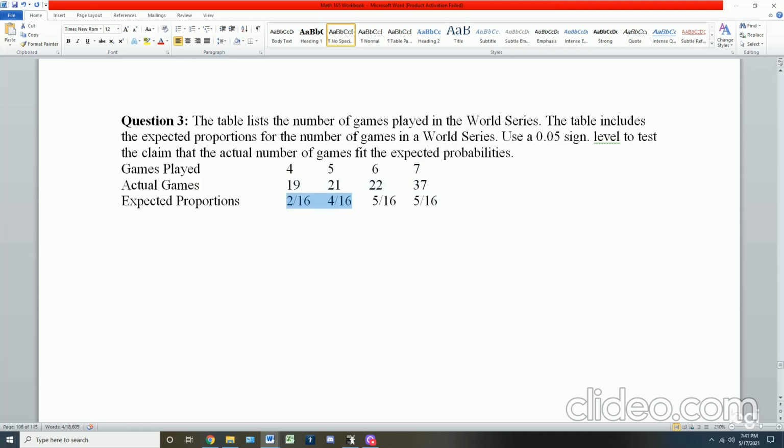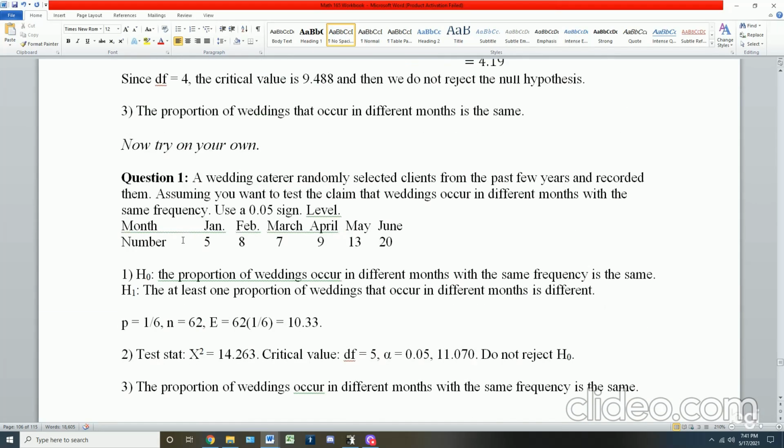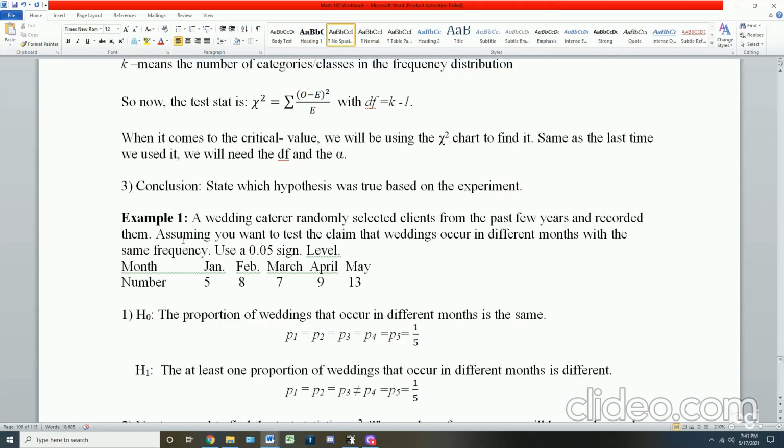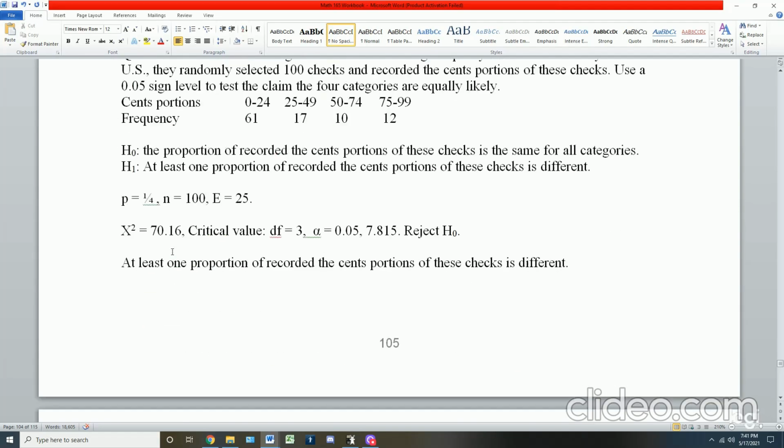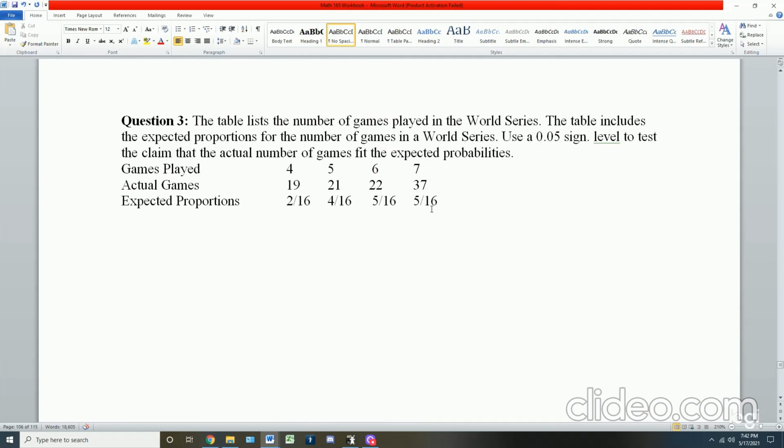Now these are the expected values. For each individual portion, these are P's individually. So what that means is we're going to have 4 different E's depending on which proportion we're given. So remember, our expected value is equal to n times P, but this time, this P is different for each individual case. So we just have to keep that in mind. All right, so let's try it.